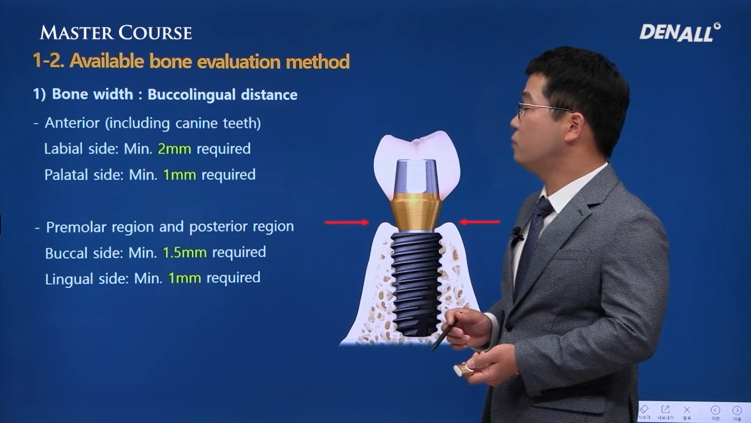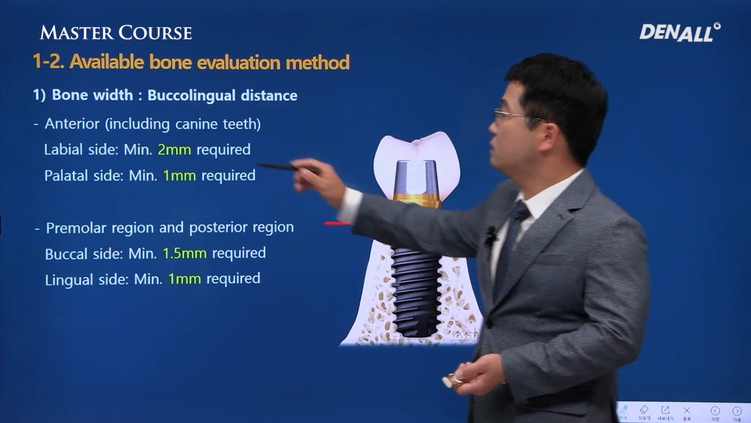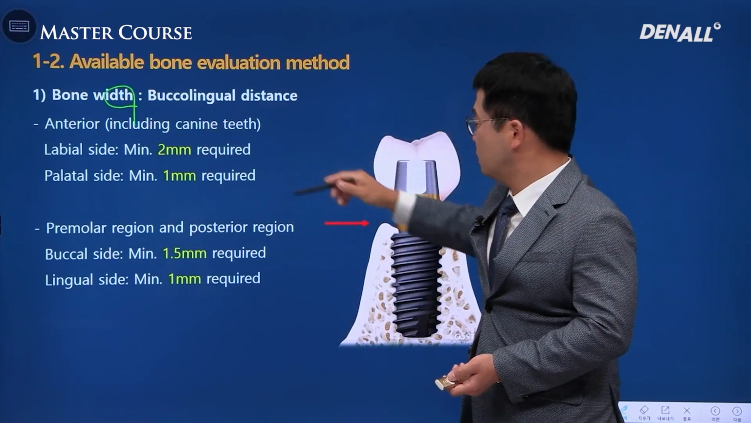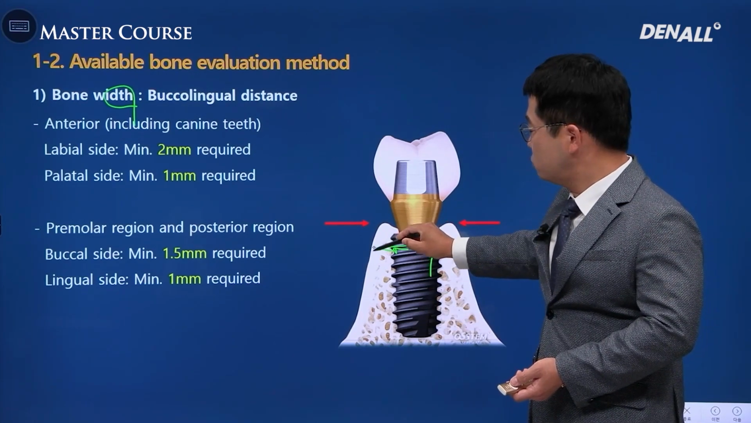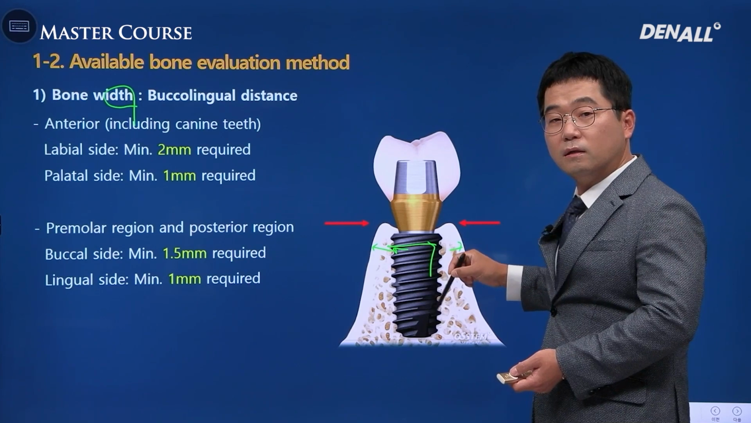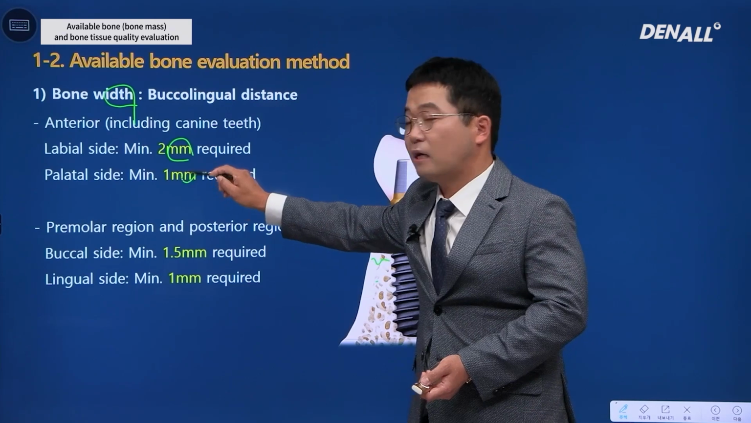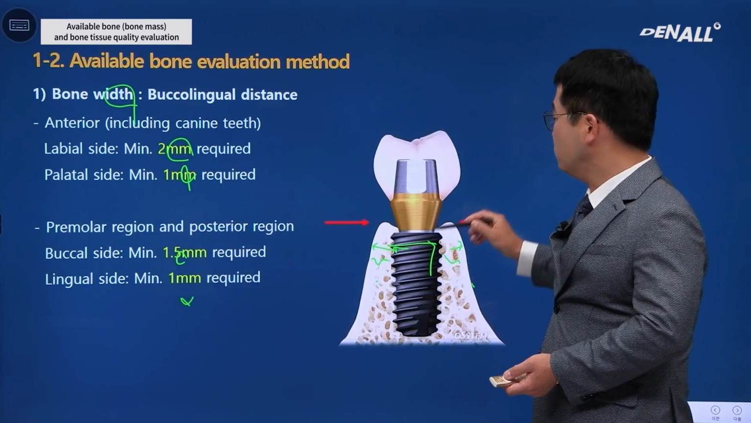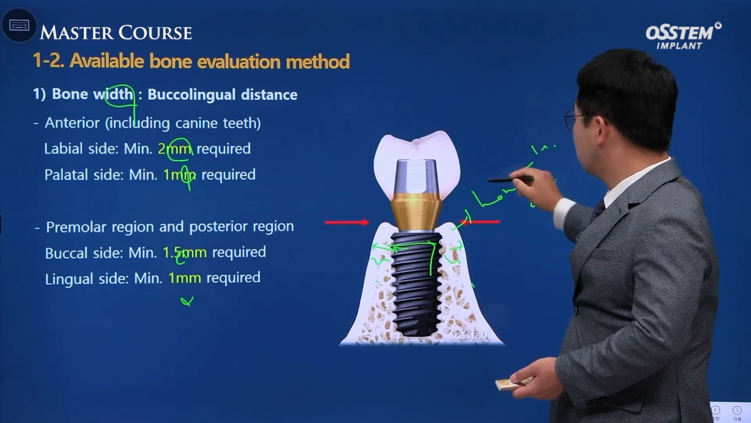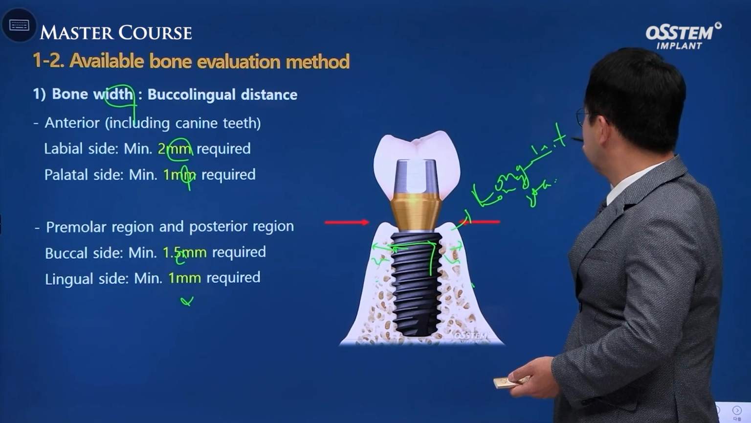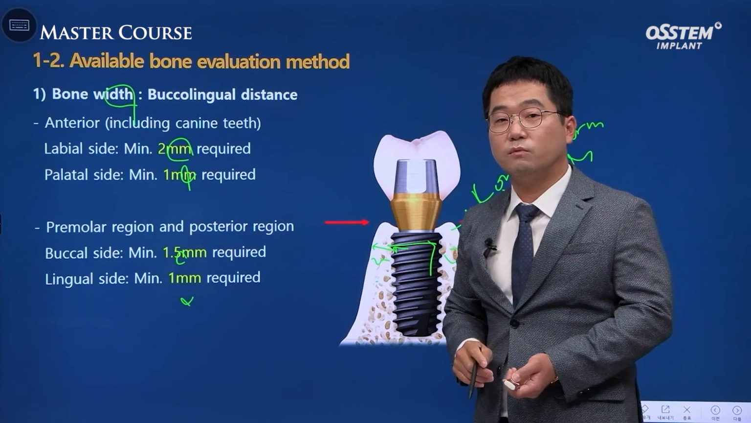Let's look at width first. This is very important because there is a minimum buccolingual distance required for implant placement. Depending on where the treatment is required, the minimum amount of bone necessary may vary. This is directly related to long-term stability. Let me write this. Therefore, width evaluation is important.